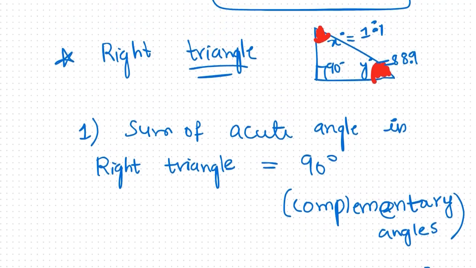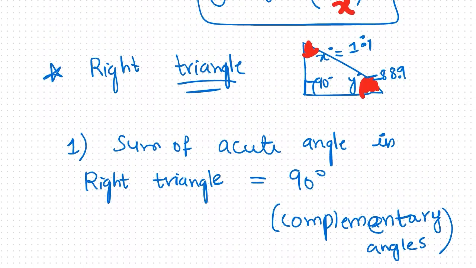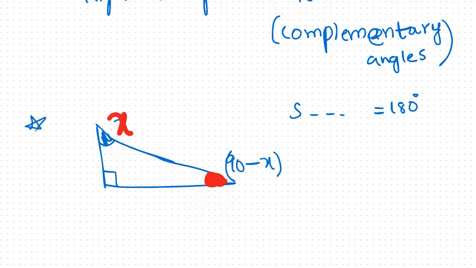So that is the first thing. In the same triangle, if this is 90 and this is X, what will be the value of this? In terms of X, it is 90 minus X.